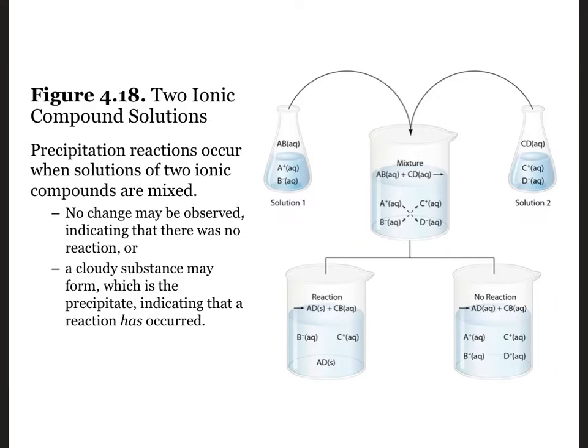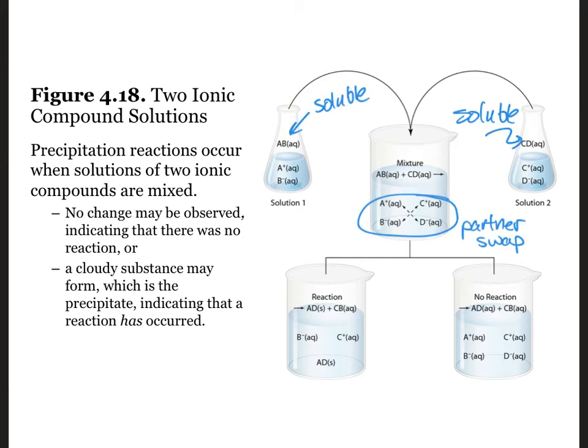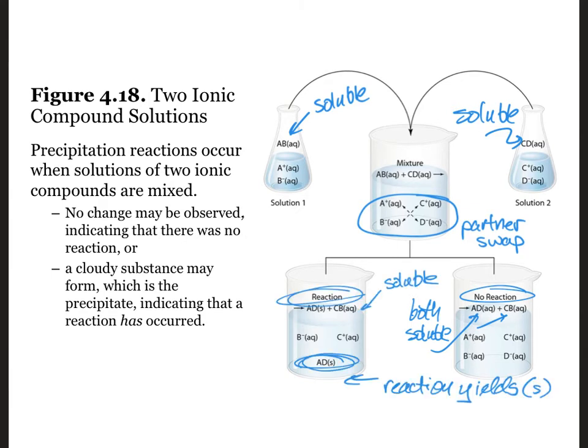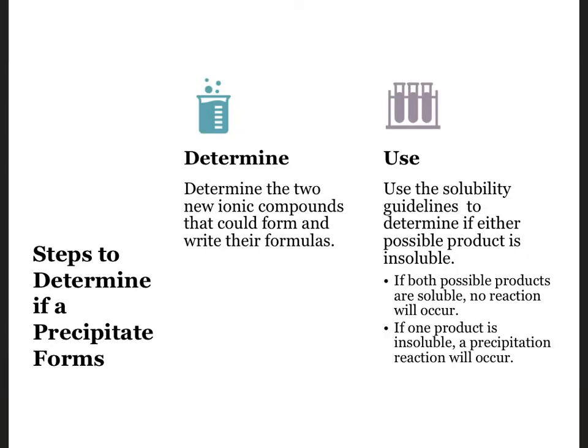When you mix 2 soluble ionic compounds together, the ions can switch partners, and you'll either see no change, indicating that a reaction did not occur, or you'll see a cloudy substance form, indicating that a precipitation reaction has occurred. We can determine the identity of the 2 new compounds that could form using what we've learned about writing formulas for compounds, then reviewing the solubility rules to see if an insoluble precipitate will result. Let's work through one together.